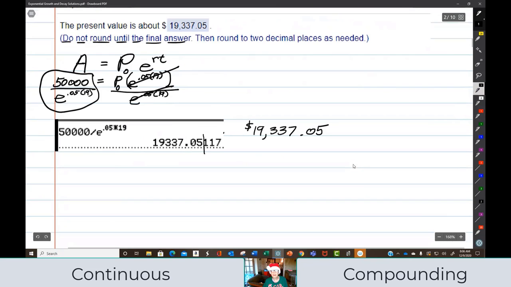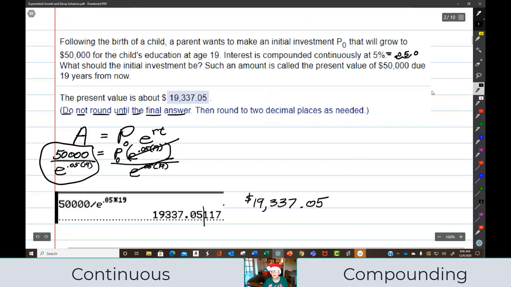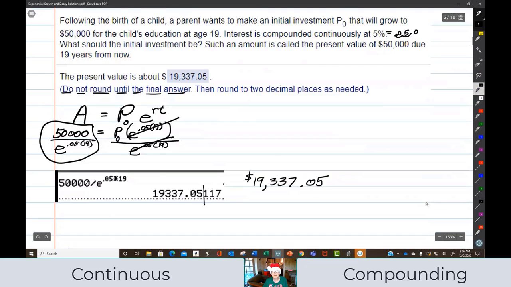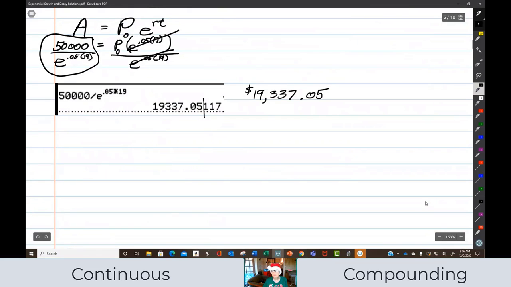So you take that on into your local bank, and it'll give you 5% interest compounded continuously. Now that is the upper limit. Put in that much, get out that much in 19 years.